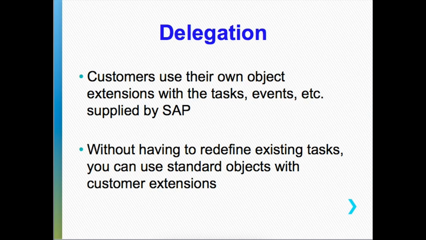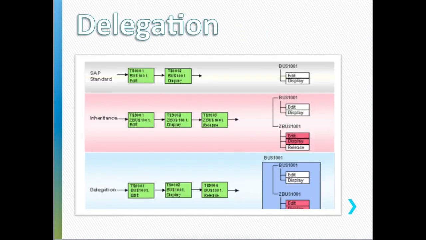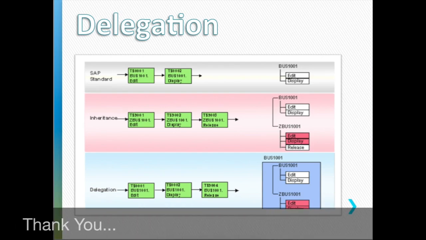You can look at this example of how it works. If you look at the SAP standard business object BUS1001, you have only the edit and display options. If you want to modify certain things, you can copy the standard business object and add one more method called release. This is a new business object, but when you delegate it, everything becomes part of business object 1001. So the properties of the standard business object will be delegated to the custom one.